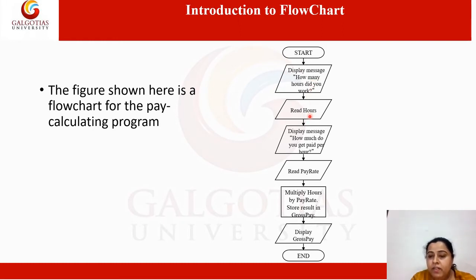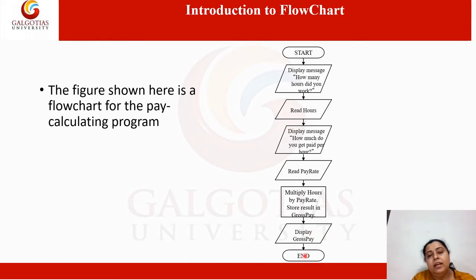Then display the message, how much do you get paid per hour? You read the pay rate, multiply the number of hours with the pay rate and put it in gross pay. You can see over here, this is neither an input nor an output. It's a process to calculate the gross pay. And once we have calculated the gross pay, we display it with the help of a parallelogram. So we display the gross pay, and that's the end of the program.